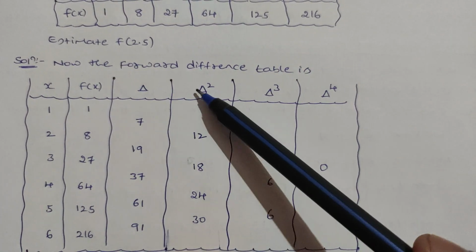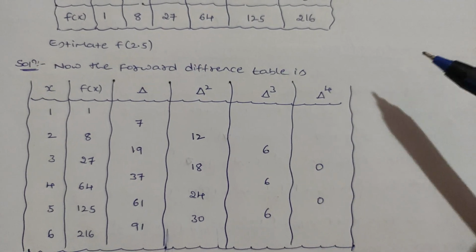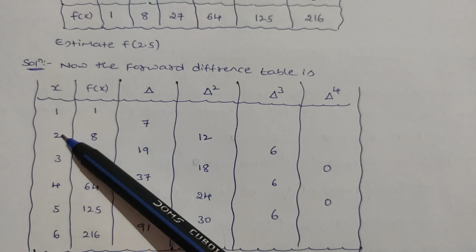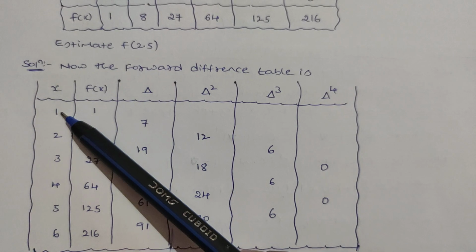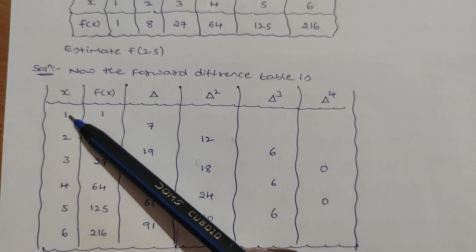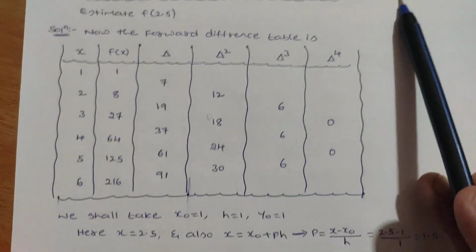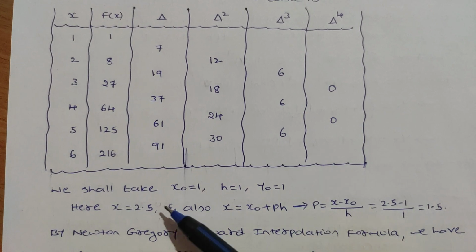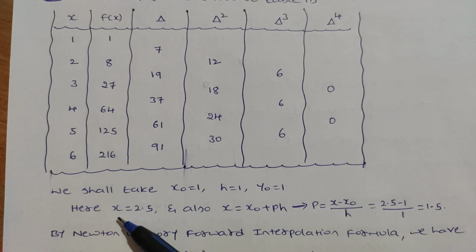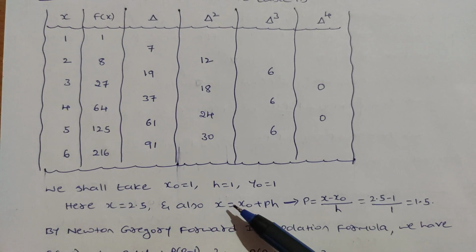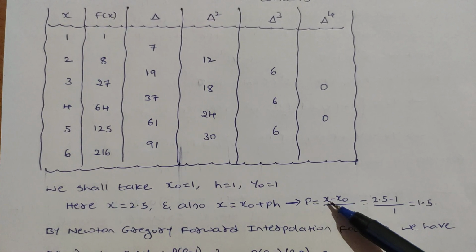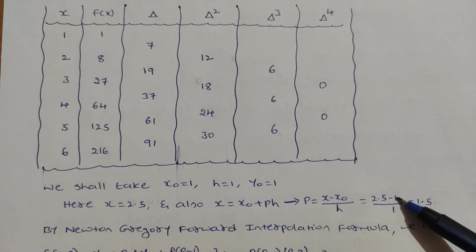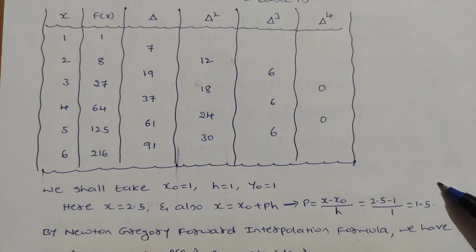That is, we observe delta, delta square, delta cube and delta to the power 4. As we know, this value will be x naught and this value will be y naught, and the difference h will be 1 in this case. So let us determine the value of p. We shall take x naught value as 1, h as 1, y naught as 1. x, that is the estimation value in this problem, will be 2.5. We know the relation that p value can be determined as x minus x naught divided by h, that is 2.5 minus 1 divided by 1, which is nothing but 1.5.